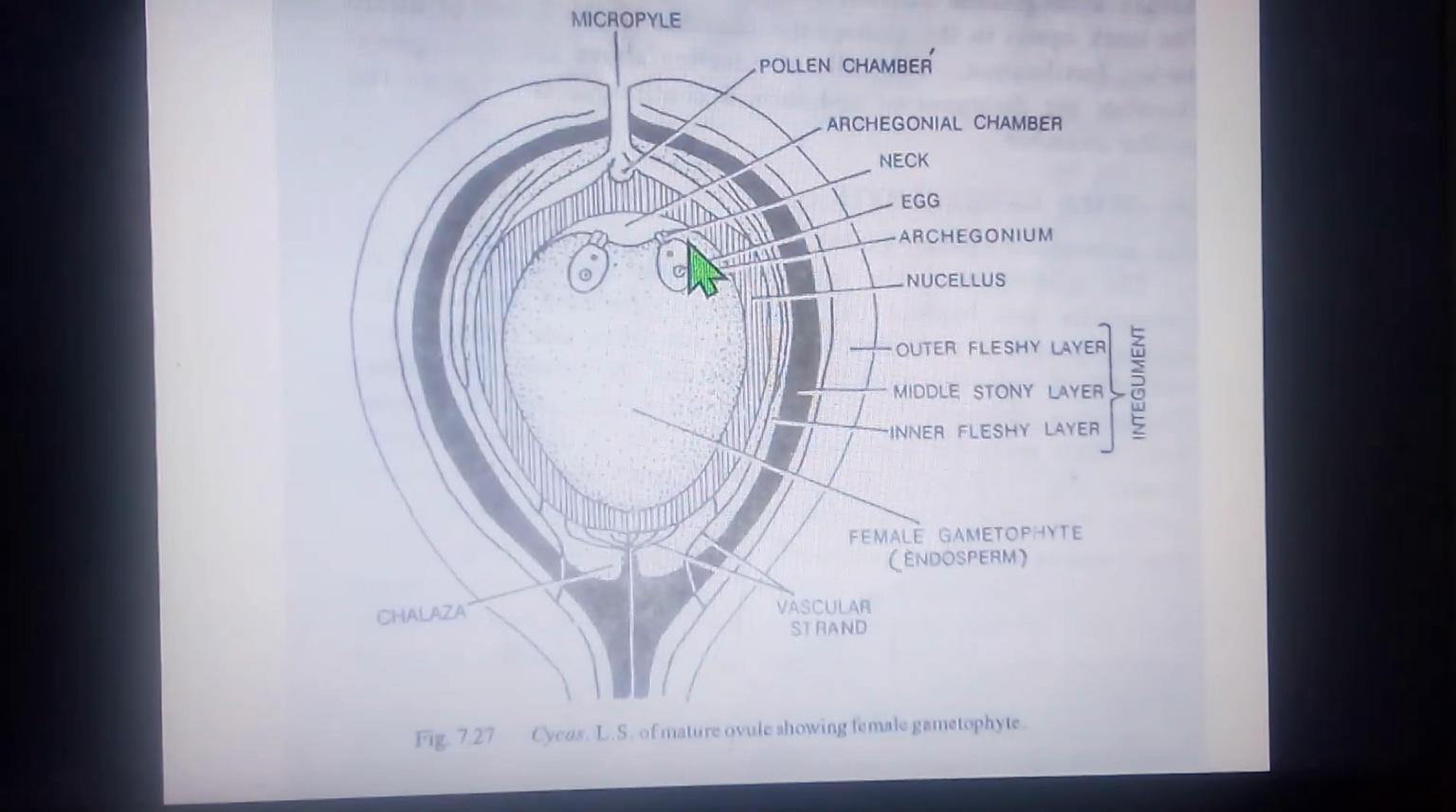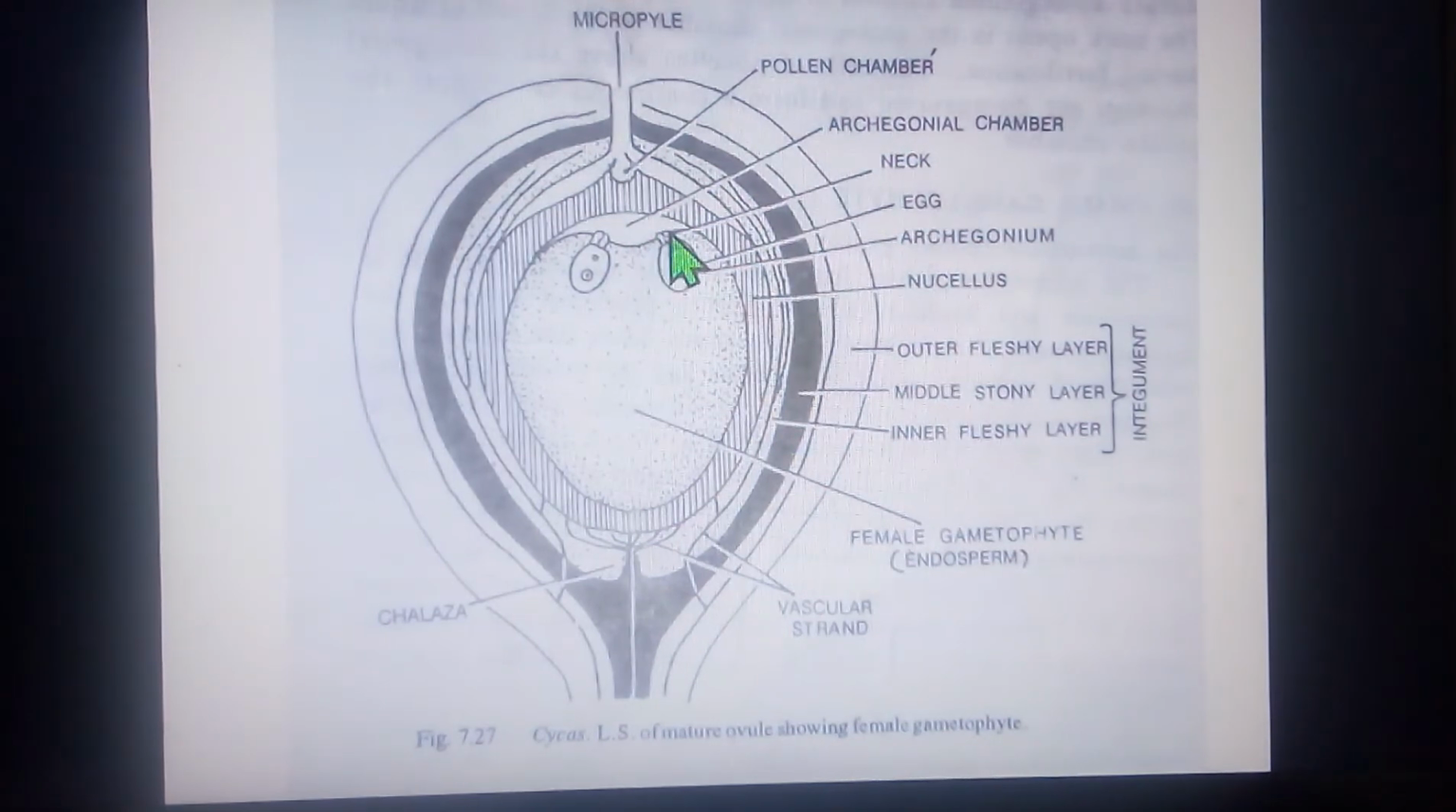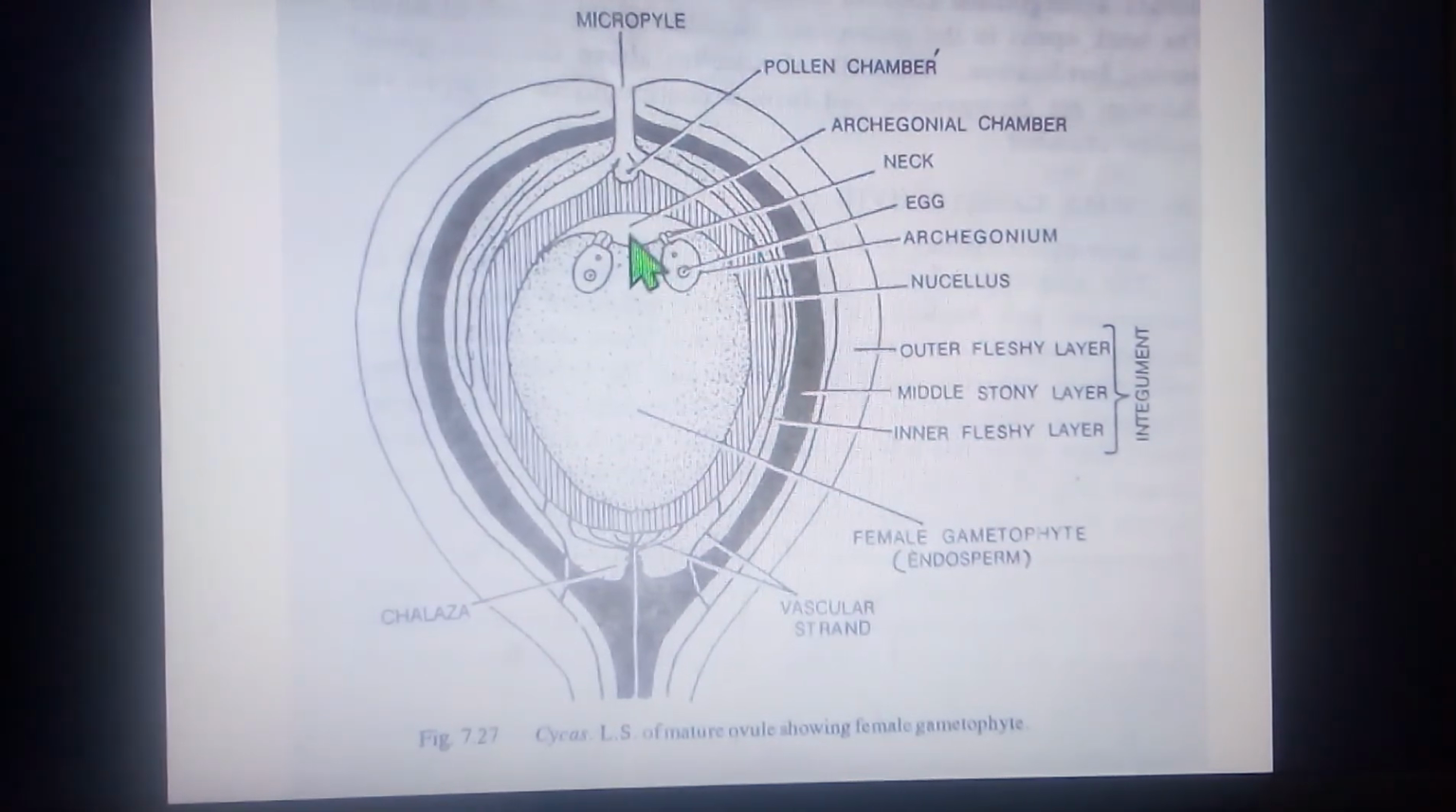Now the neck, these are the neck cells. Two neck cells we have already seen in the previous slide. So the neck of the archegonia opens up in the archegonial chamber, and this archegonial chamber is full of liquid during fertilization.